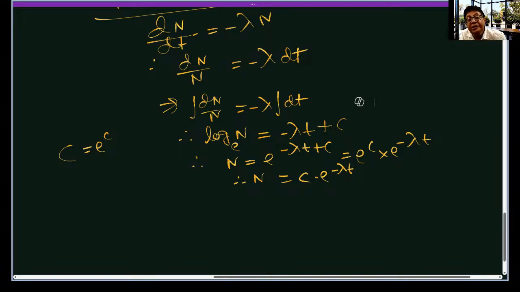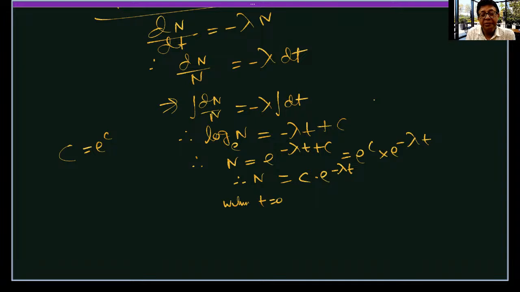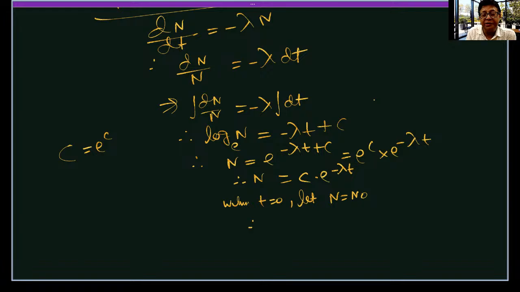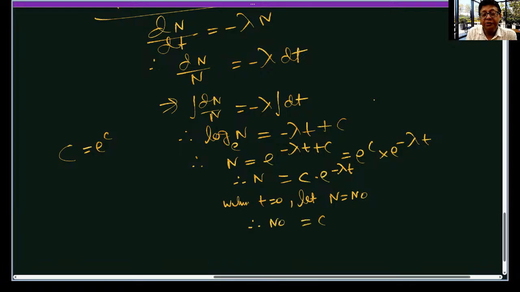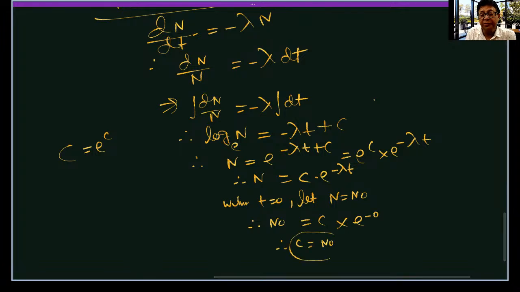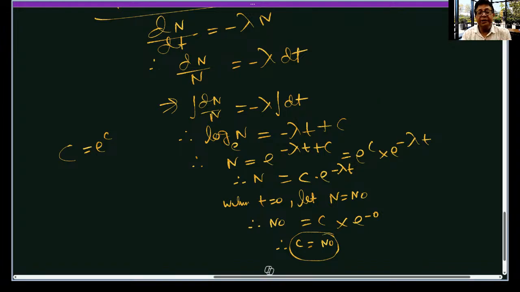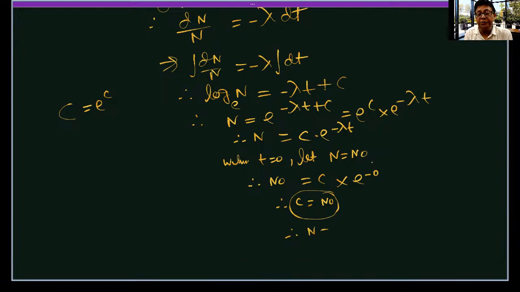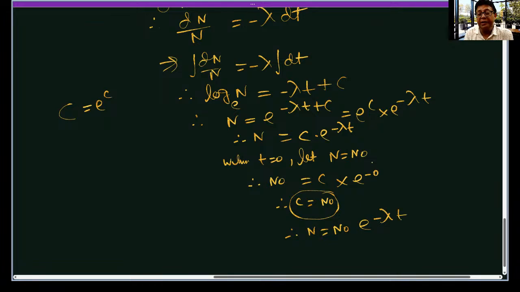Again, C we can write in terms of initial number. When t equal to 0, let n equal to n0. So n0 will be C into e to the power minus 0, C equal to n0. Clear? So the equation changes to this form: n equal to n0 e to the power minus lambda t.